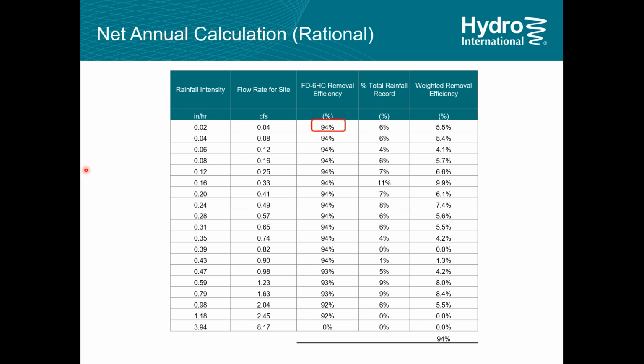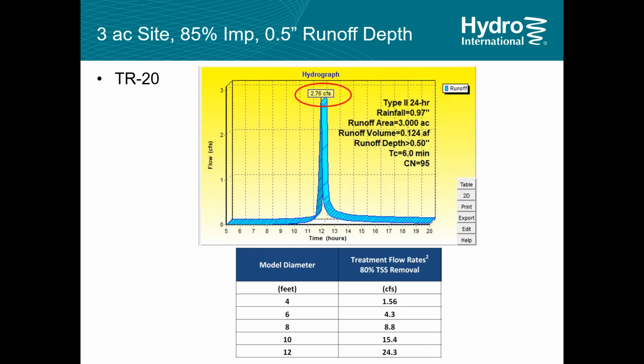But that's only 6% of the total rainfall record, so I'm going to factor that in. I'm going to multiply my 94% removal by my 6% of the rainfall record and get a weighted removal efficiency for that intensity of only 5.5%, which is fine. I do that for every intensity band and sum it all up at the bottom, and I get this weighted removal efficiency of 94%.